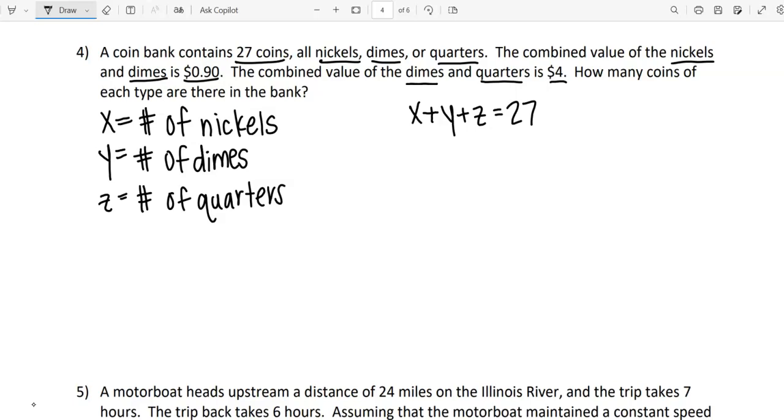Really close on that second equation, okay? But it says the combined value of the nickels and dimes. What's the value of a nickel? 5 what? 5 cents. So for every nickel, which is X, I'm going to want to multiply by 5 cents. So 5 cents for every nickel, 5 cents for every X, plus how much for each dime? 0.10 for 10 cents, and then dimes is Y. It says the combined value of the nickels and dimes is 90 cents, so that's going to be equal to 90 cents.